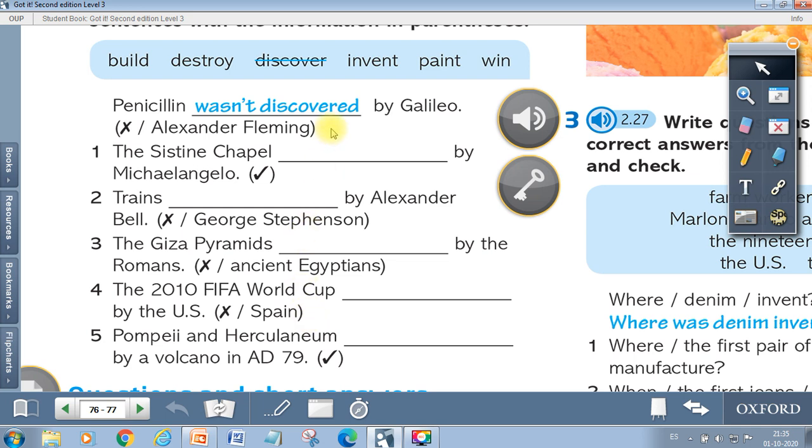Take a moment and decide which of these verbs you are going to use in each of these sentences. You have build, destroy, discover, paint, invent, win. So, what are the participle forms of these verbs? You can take a look at the verb list that you have in your books, and if it is not on the list, it is regular, so you add ed. Like in this case, okay? Take a few minutes to do it, and at the end of the capsule, I'm going to give you the correct forms to complete it.